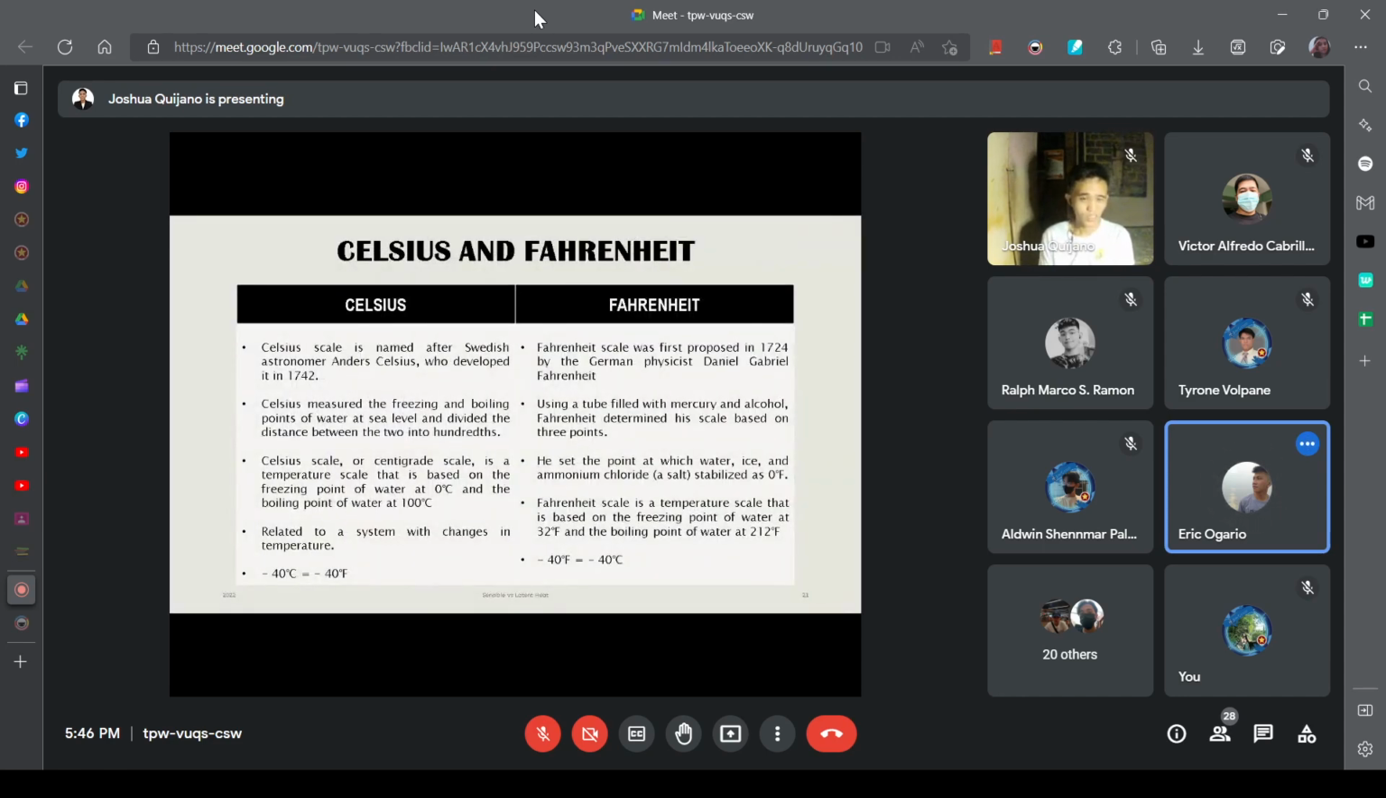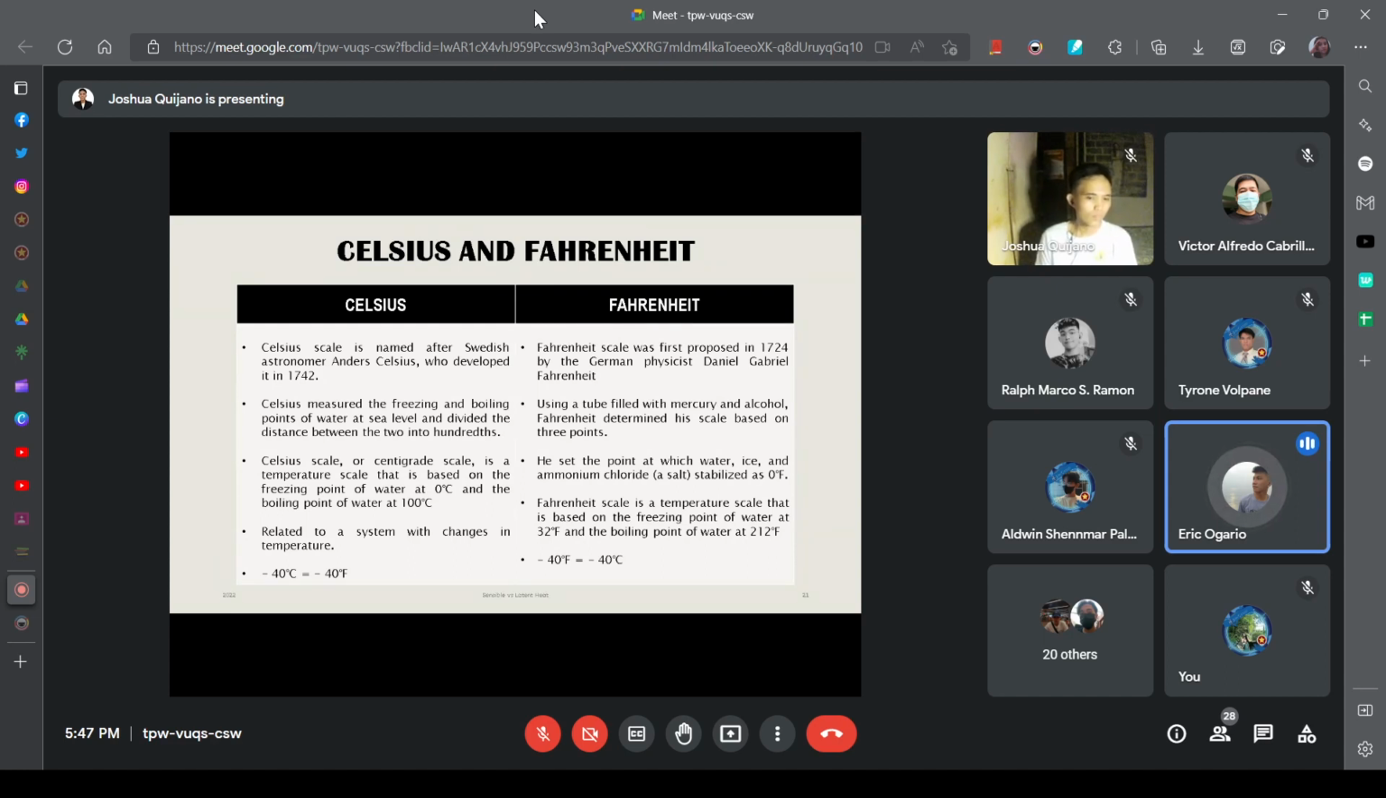Celsius and Fahrenheit. Celsius. Celsius scale is named after Swedish astronomer Anders Celsius, who developed it in 1742. Celsius measured the freezing and boiling points of water at sea level and divided the distance between the two into hundreds. Celsius scale or centigrade scale is a temperature scale that is based on a freezing point of water at 0 degrees Celsius and the boiling point of water at 100 degrees Celsius, related to a system with changes in temperature.